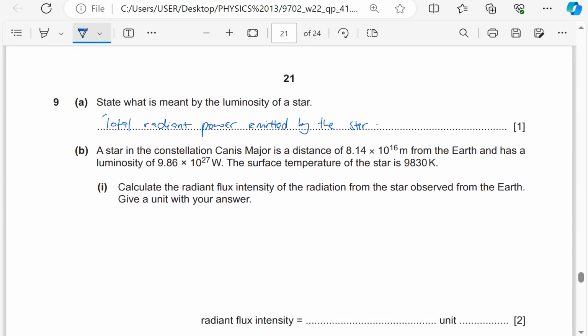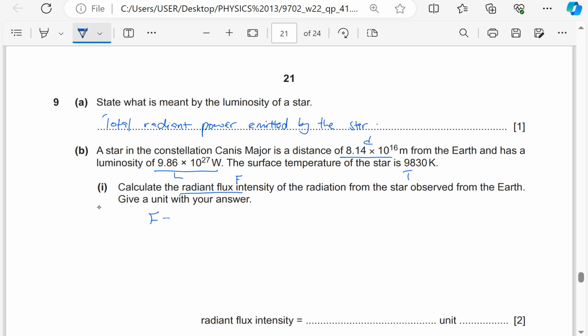Then a star in the constellation Canis Major is a distance 8.14 times 10 to the power of 16 meters. Remember, a constellation is a group of stars which form a certain pattern in the night sky. So it is a distance of 8.14 times 10 to the power of 16 meters from the Earth and has a luminosity of 9.86 times 10 to the power of 27 watts. The surface temperature of the star is 9830 Kelvin. Calculate the radiant flux intensity, that is F, of the radiation from the star observed from the Earth. Give a unit with your answer.